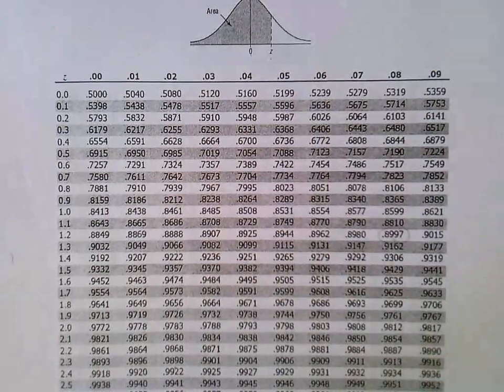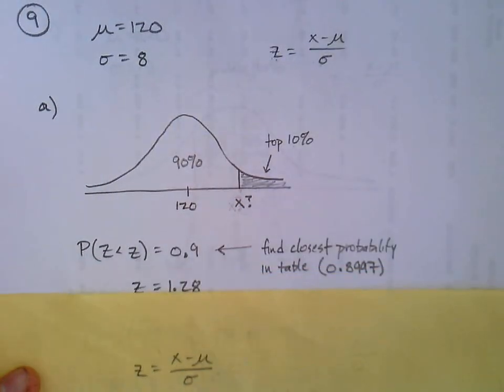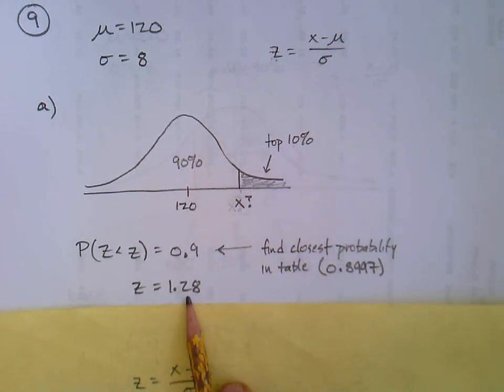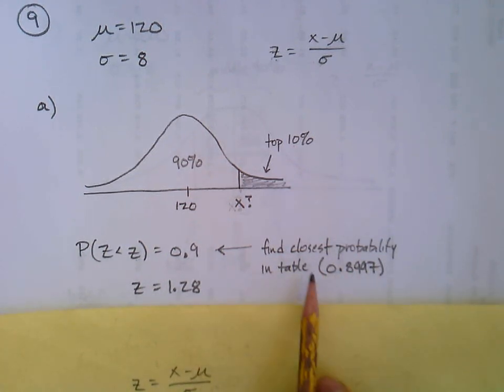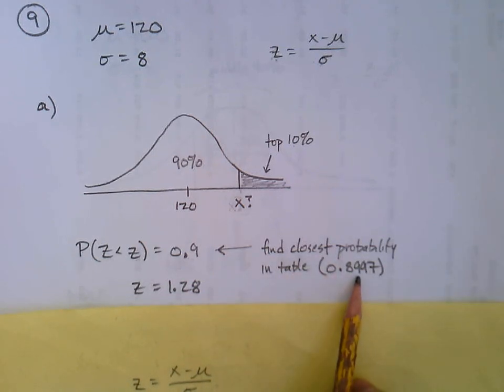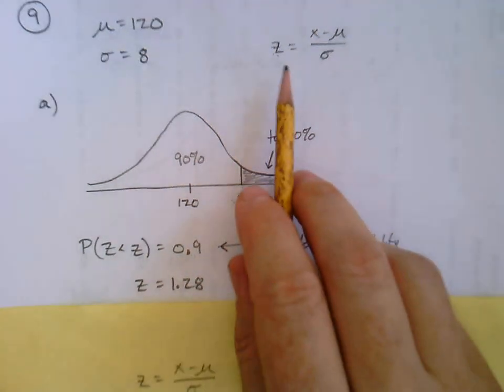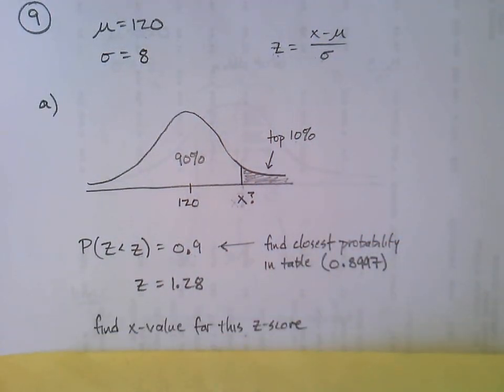0.8997. So I've got that right here. The closest that we could use in the table, and you don't really have to write this, just make sure you get the z-score correct, but just for our lecture, the closest probability we could find was 0.8997, and that was z equals 1.28. Perfect. We got the z. This is great. Let's plug it all in.